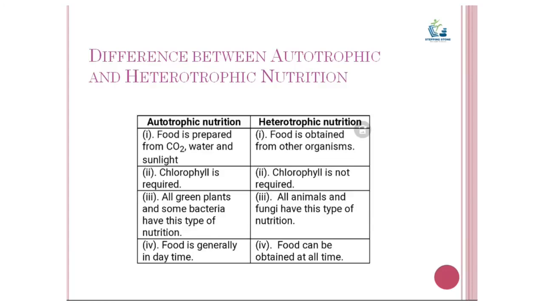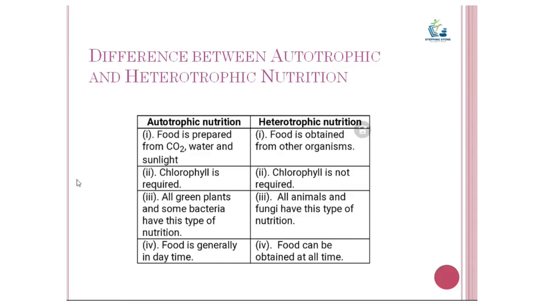Now, the heterotrophic mode of nutrition means nutrition that is obtained from others. In heterotrophic nutrition, the organism cannot make its own food from inorganic raw materials. Rather, they depend on other animals or plants for nutrition. So here I have shared with you a few differences between autotrophic nutrition and heterotrophic nutrition.